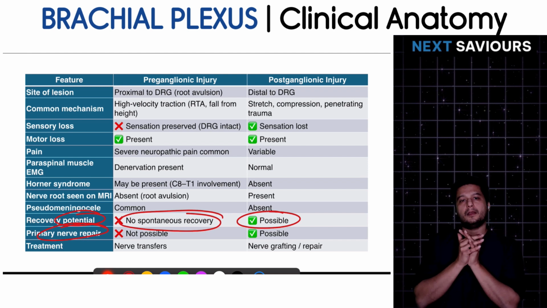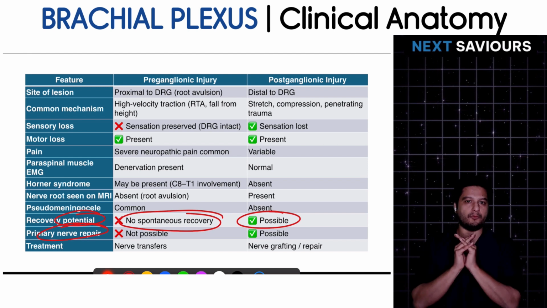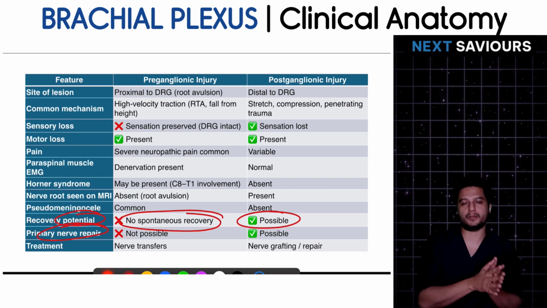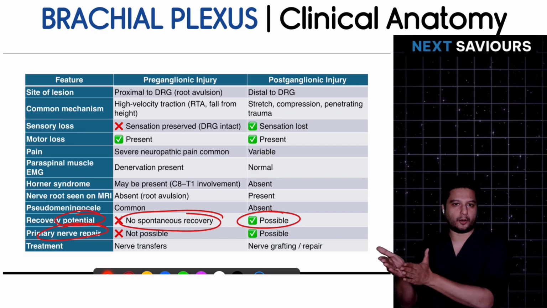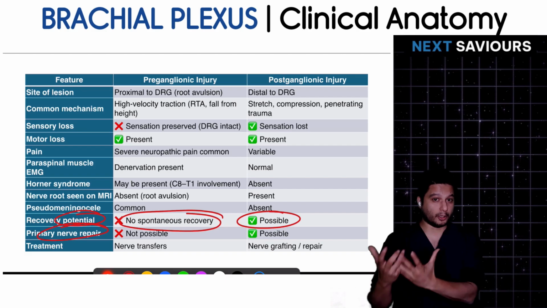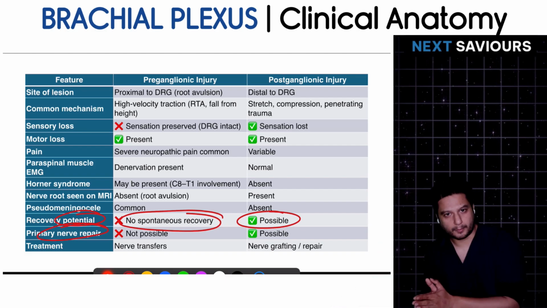And as far as the prognosis is concerned, now it becomes much easier for you to understand that the preganglionic injury would be presenting with a very poor prognosis, while postganglionic injury would be presenting with a relatively better prognosis. I'm not saying that it would have a good prognosis, but a relatively better prognosis.